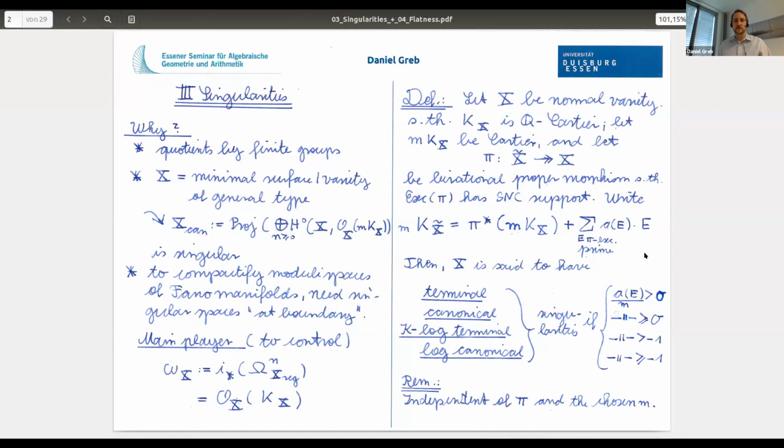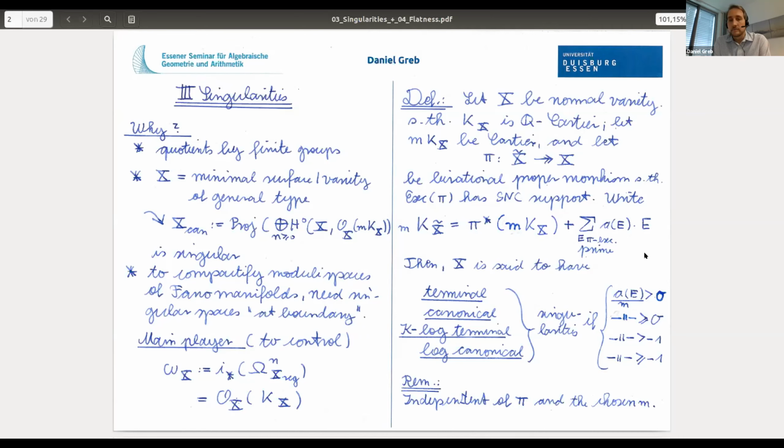Yeah? So you call X terminal, or say X has terminal singularities, if all these numbers are positive. Yeah? Or a(E)/m is positive, it's the same. You call it canonical if this number is bigger than or equal to 0. So at this point, it didn't matter whether I divided by m or not, but now it matters. You call this Kawamata log terminal if this number is bigger than -1, and log canonical if it's bigger than or equal to -1. And then you get these four classes.